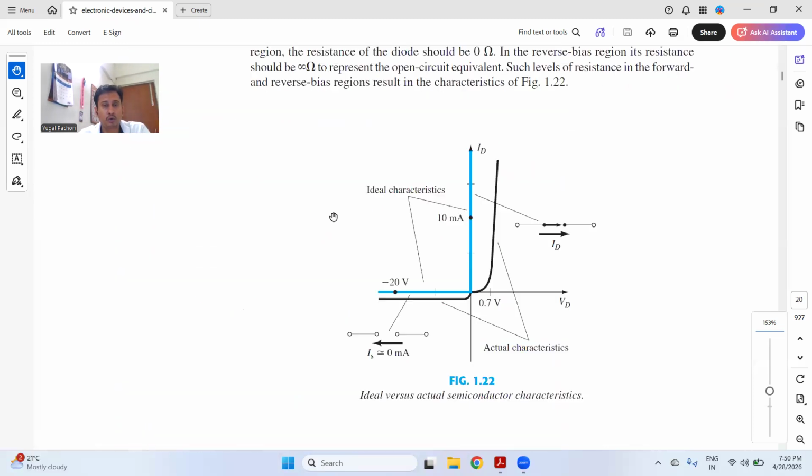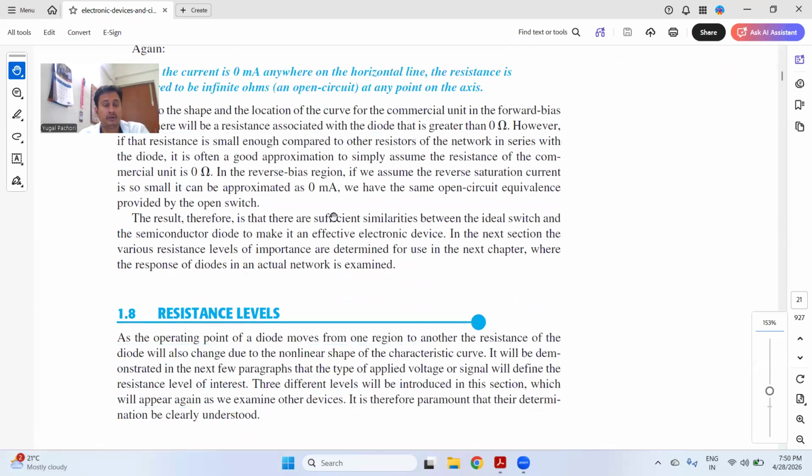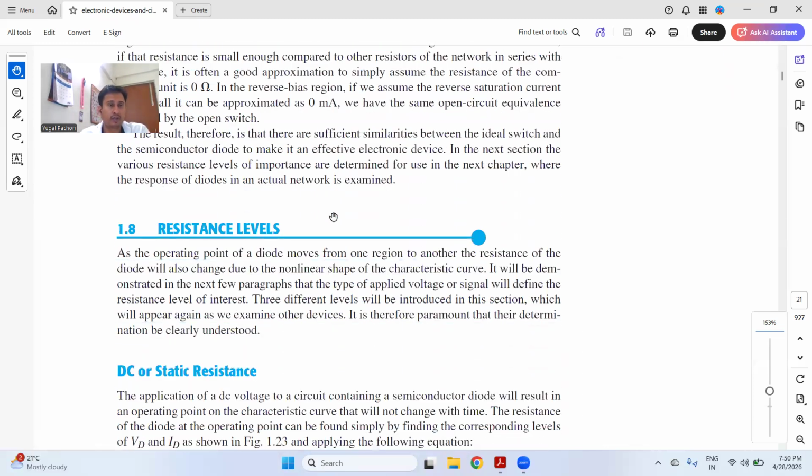In the next video, we will continue our discussion with the resistance levels, what the characteristics are in terms of AC resistance or DC resistance. We will discuss this in our next video.